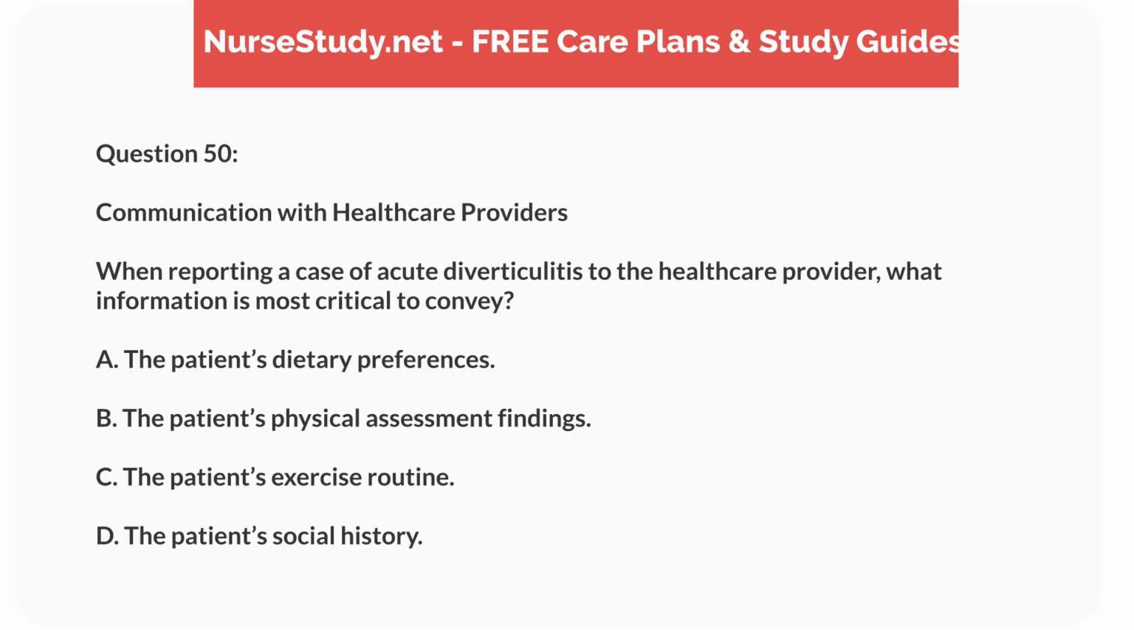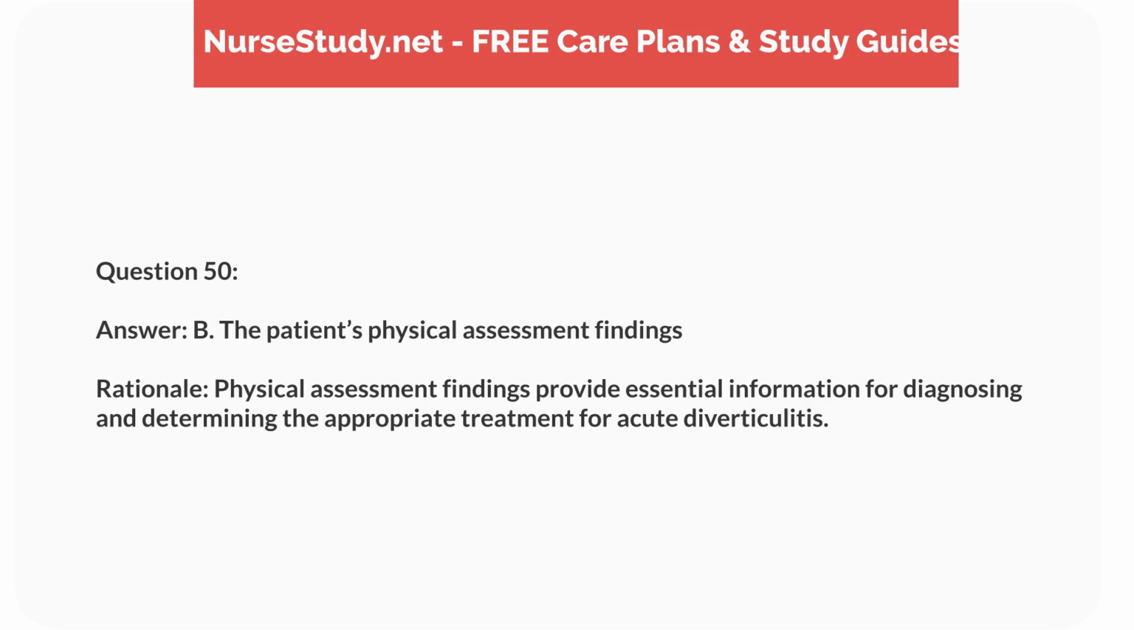Question 50. Communication with healthcare providers. When reporting a case of acute diverticulitis to the healthcare provider, what information is most critical to convey? A. The patient's dietary preferences. B. The patient's physical assessment findings. C. The patient's exercise routine. D. The patient's social history. Answer: B. The patient's physical assessment findings. Rationale: physical assessment findings provide essential information for diagnosing and determining the appropriate treatment for acute diverticulitis.